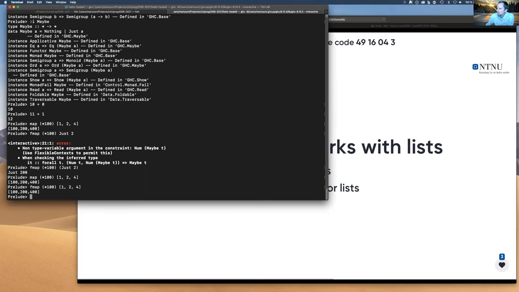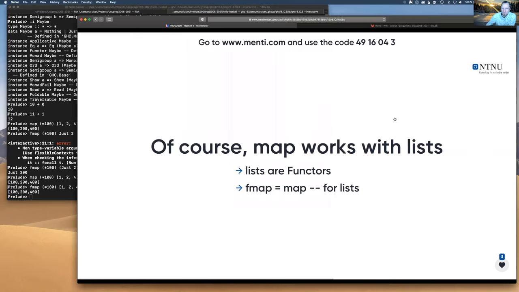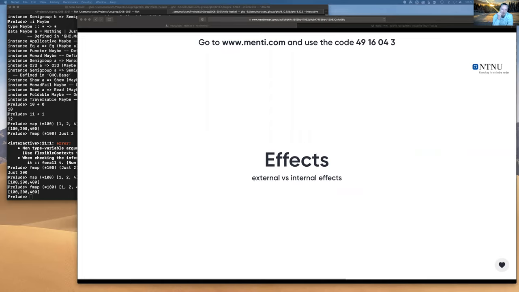Okay, so now we finish kind of simple things. We know what monoids are, we know what functors are. Now we have to talk a little bit about effects. And effects are a kind of complex, hand-wavy topic. So to make the discussion a little bit more concrete, we're going to constrain ourselves to external and internal effects only.